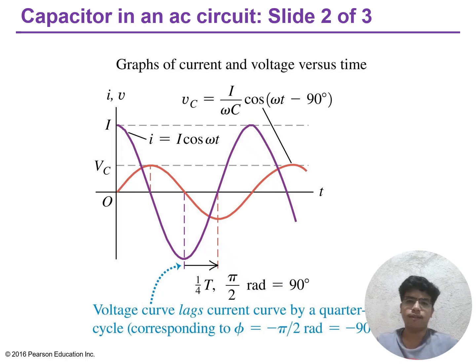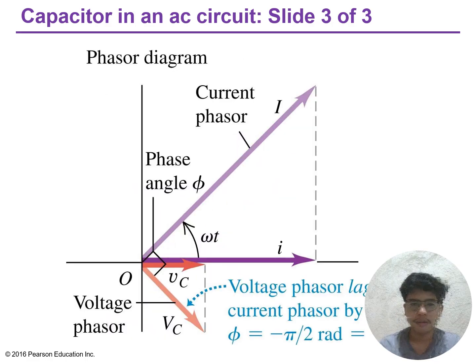Current leading instead of lagging reflects their opposite roles. Inductors resist current changes, while capacitors facilitate them. This phase relationship has important implications for power flow and resonance phenomena in AC circuits.